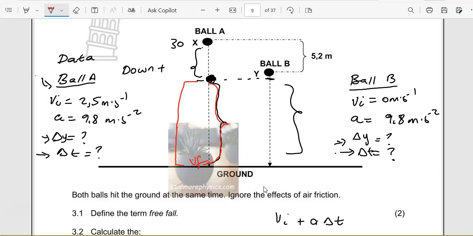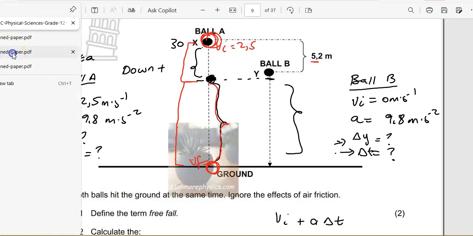So what we can do is also include this one. I'm going to use ball A, because I know that here my V initial was 2.5. Can you see that if I include my initial velocity, I can calculate the distance from this point to that point? So if we calculate the distance from that point to that point, that's when, for the final answer, we can subtract the 5.2. You understand? Okay, let's do that.